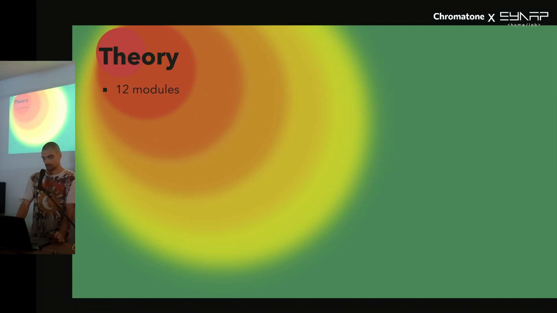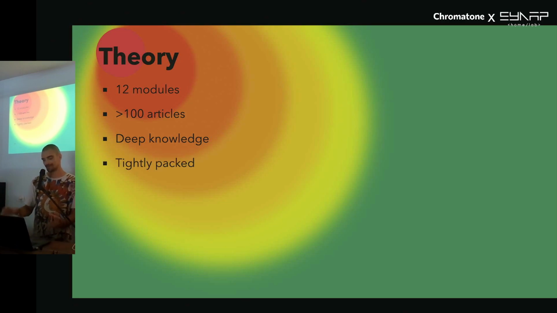But I will show it now in more detail. So the theory part. It's 12 modules. It's how I understand the layers of music that we learn. It's more than 100 articles. Most of them are still copy and paste, but I try not to be. If I don't know a topic, I don't write about it. I need to explore it more. But when I know a topic, then I revisit the texts and I polish them and clean up and remove the duplication, and then it's kind of deep knowledge that's tightly packed.